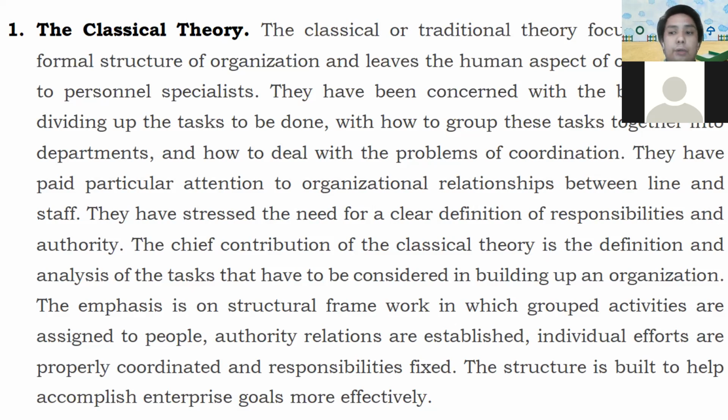Okay po, so hindi nila kinukuha yung ideas ng tao or paano mag-interact ang tao at dito ibig sabihin magre-react ang tao sa ginagawa. But they are focused on paano magagawa yung trabaho. They have been concerned the best way of dividing up tasks to be done and how to group these tasks together into departments and how to deal with problems in coordination. So sabi ko nga sa inyo, ang focus nila ay yung mismong trabaho. Paano hati-hatiin, kanino ibibigay, paano gagawin, paano isosolve. They have paid particular attention to organizational relationship between staff.